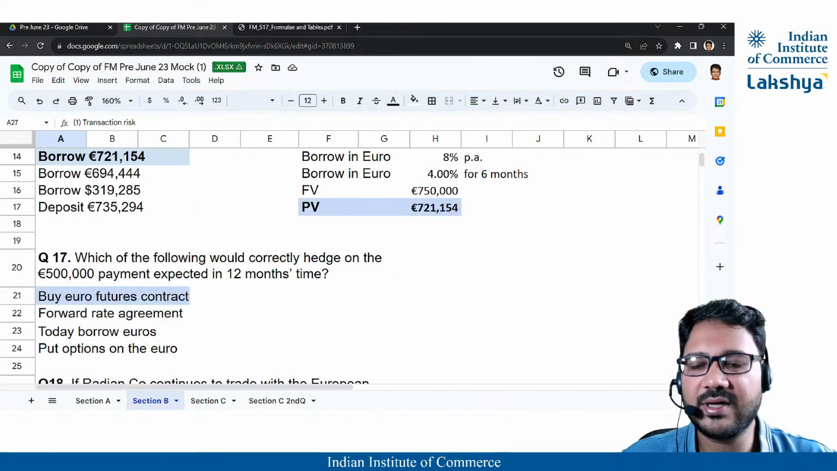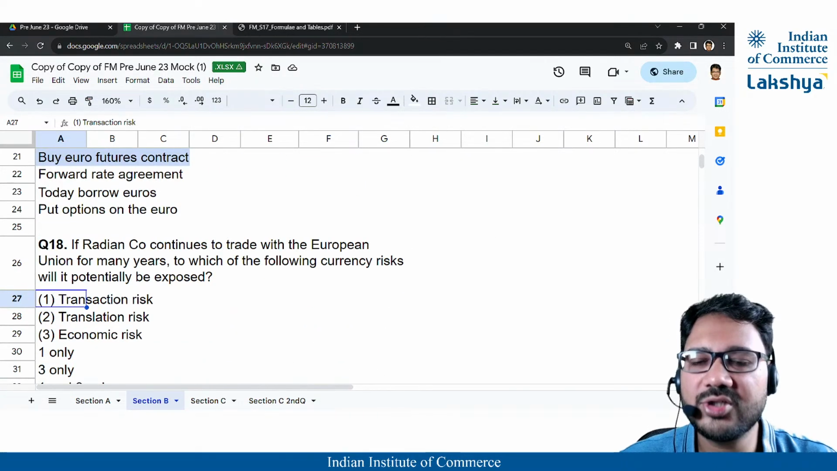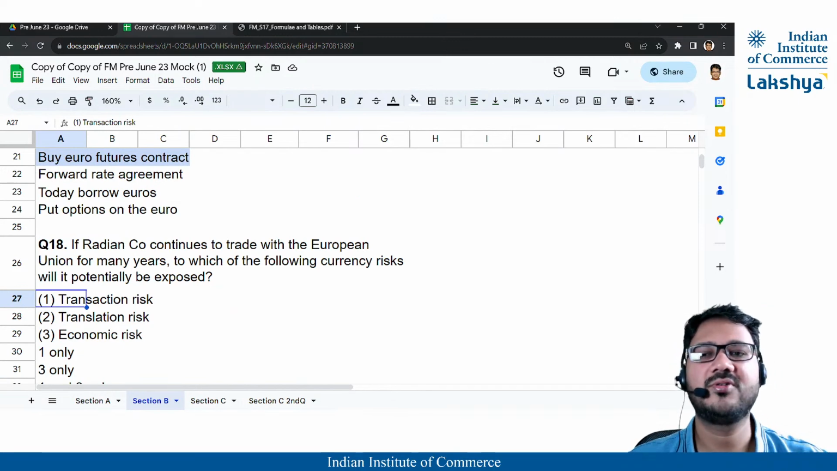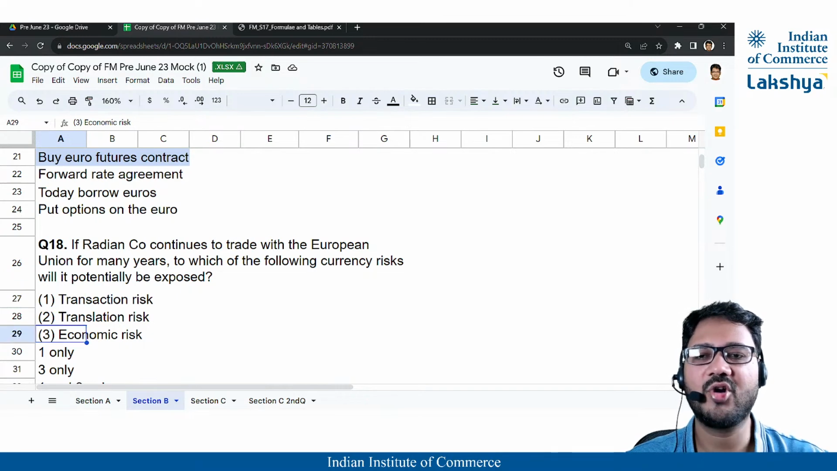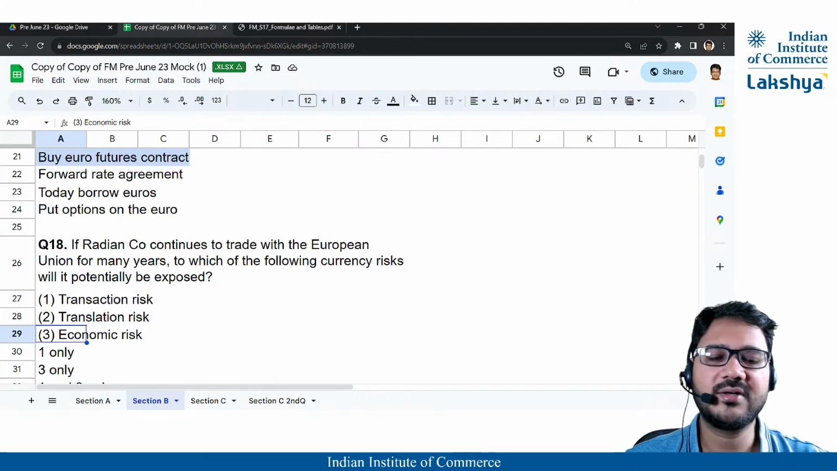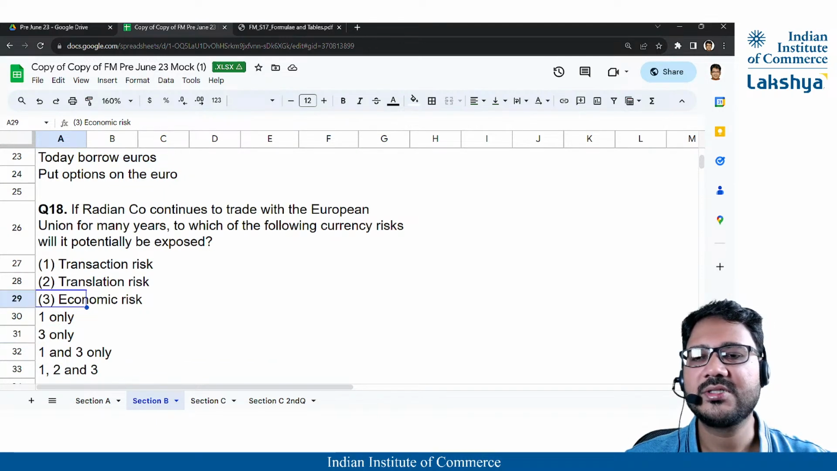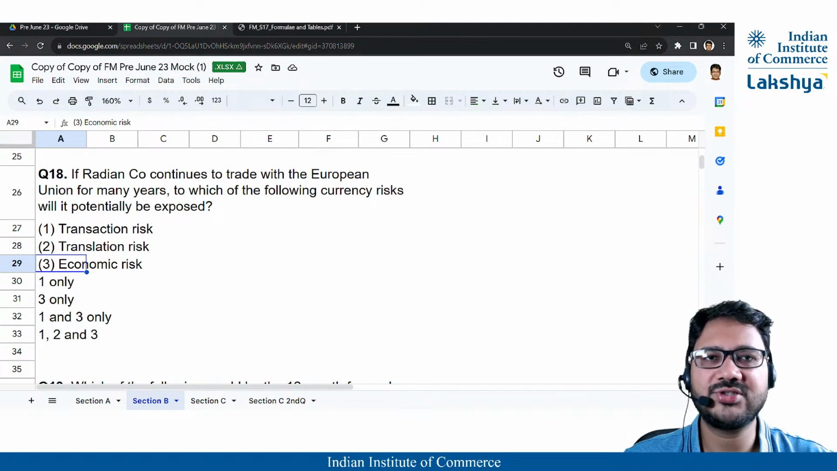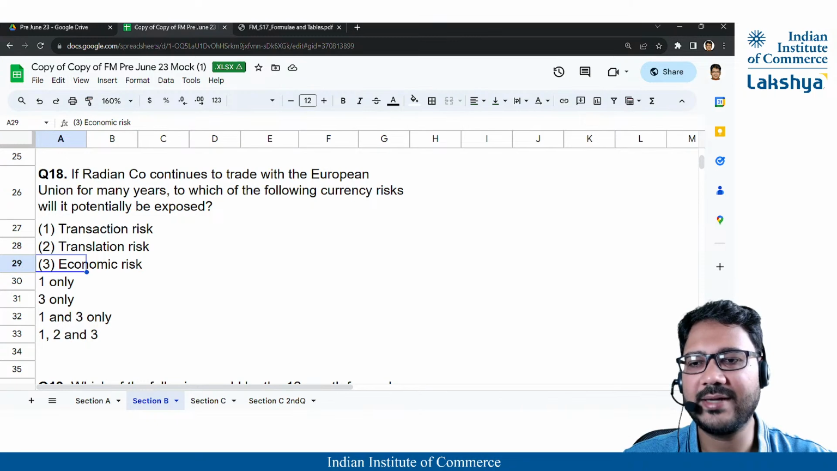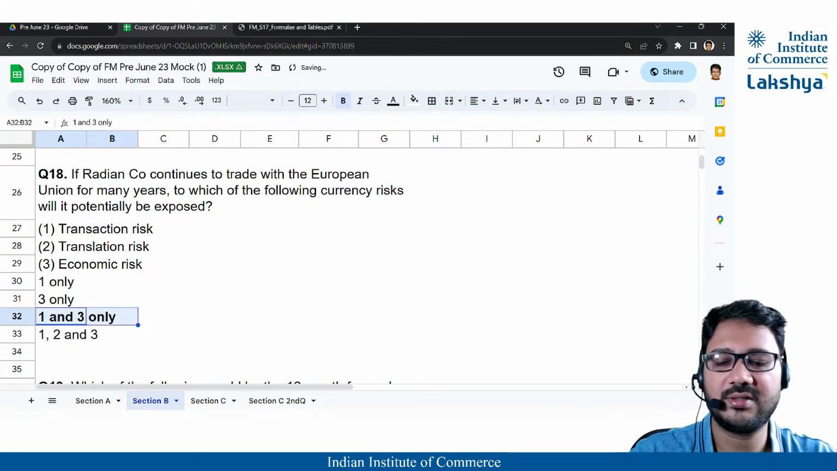No, it does not have a company in the EU which is dealing continuously. So there is no translation risk. And economic risk, yes, for a long term, if you are trading with a particular country, the country may experience certain economic conditions like inflation or deflation or some political unrest, higher interest rates, whatever it is, which has a long term effect on the exchange rate. So both 1 and 3 are correct. So you can just mark this.